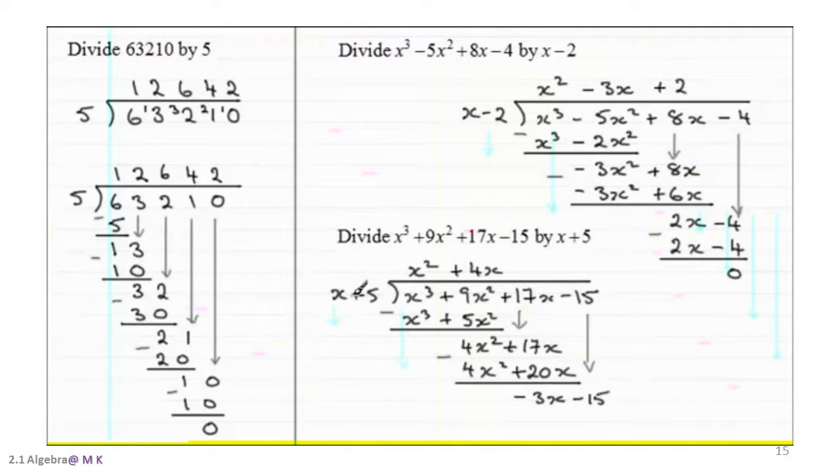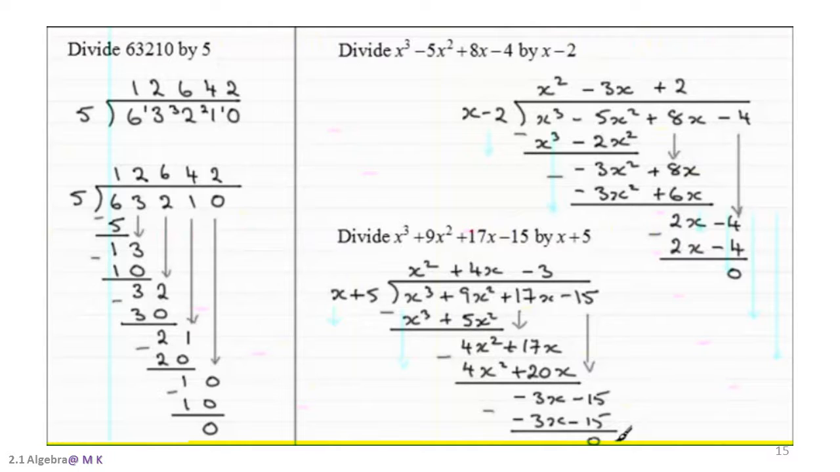So what do you have to multiply x with to get minus 3x? Well, it's minus 3. And if we finish this off by doing minus 3 times x plus 5, you get minus 3x minus 15. And again, subtract to work out what the remainder is. And we find that we get minus 3x minus minus 3x, which is 0. Minus 15 minus minus 15 is 0.